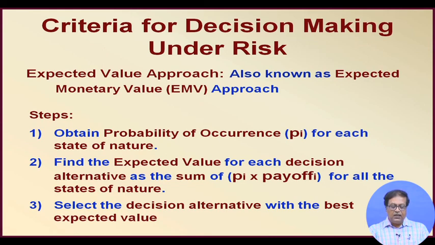So, essentially what is the process? The process is that we put specific probability values for each specific payoff. We calculate the expected value of the decision alternatives, and finally we find out which decision alternative is coming out with the best expected value, right.